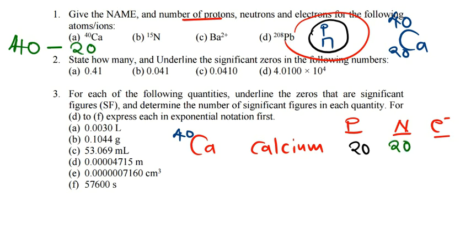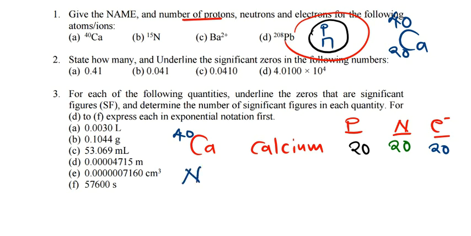Now number of electrons depend on the sign. In a neutral atom where there is no sign, the number of electrons and protons are the same. So therefore we still have a 20 there. Okay, with that understanding, feel free to pause the video and try out the other question.